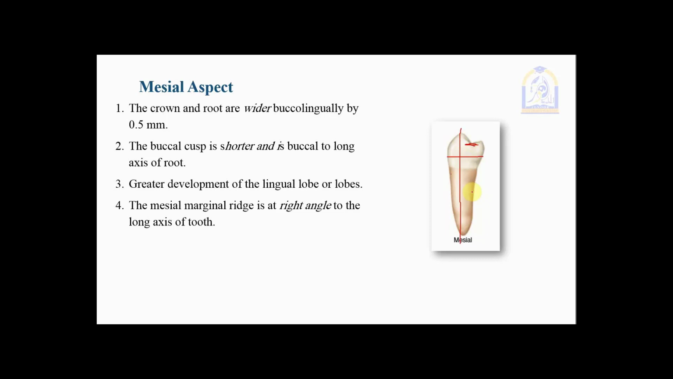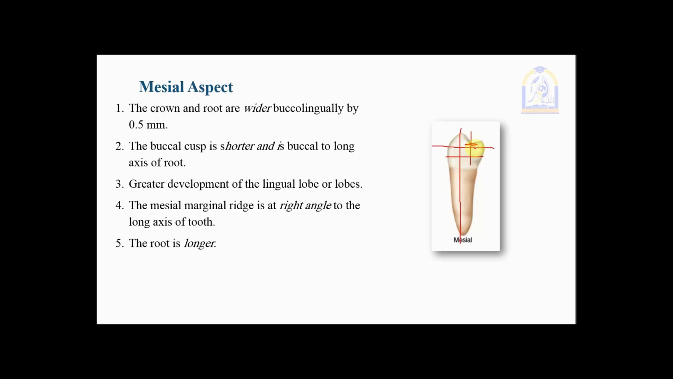Also, the mesial marginal ridge differs from that of the mandibular first in that it's located at a higher level. It is usually at a right angle to the long axis of the tooth. And because of this configuration, less of the occlusal surface can be seen compared with the mandibular first. The root is usually longer by 0.5 millimeter, as was mentioned earlier.